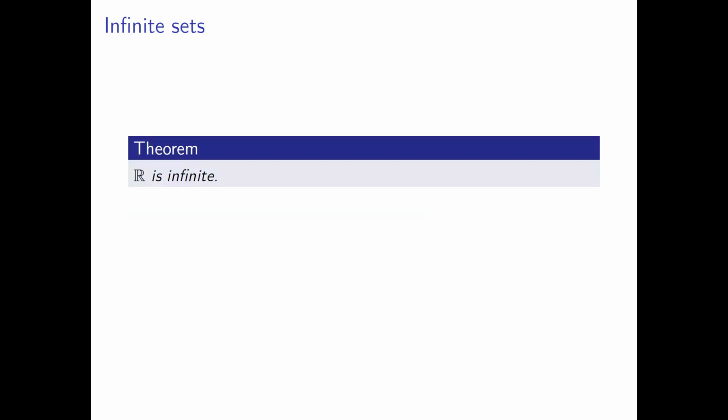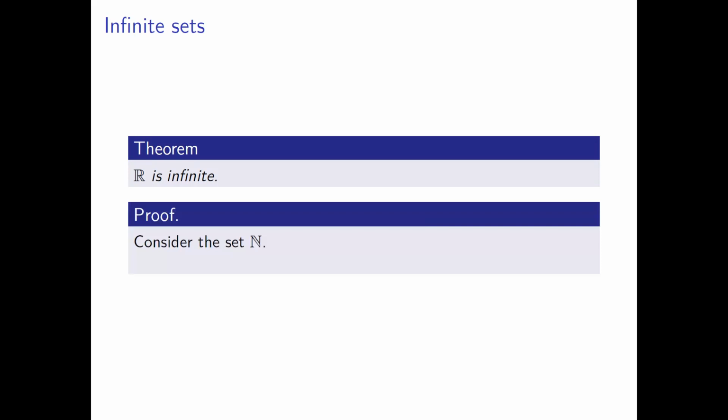We will use this condition to show that the set of real numbers is infinite. Consider the set N of natural numbers. N is a subset of R, and as we showed earlier, N is infinite. So R has a subset which is infinite. Therefore, by the previous result, R is infinite.